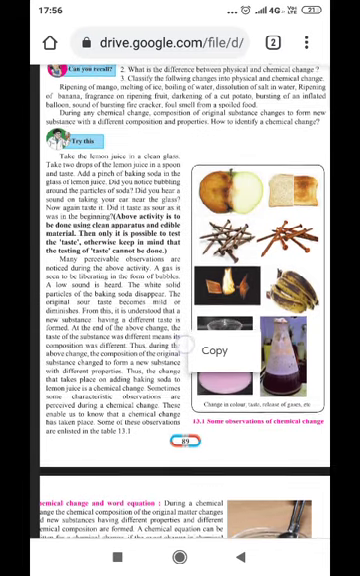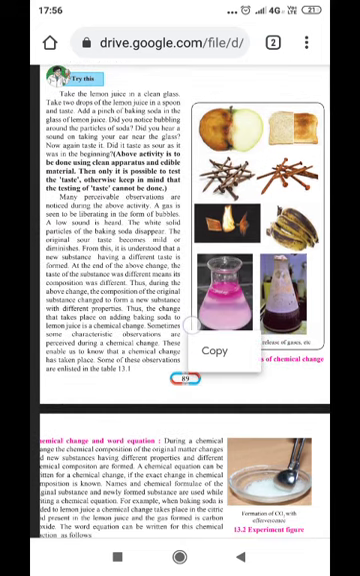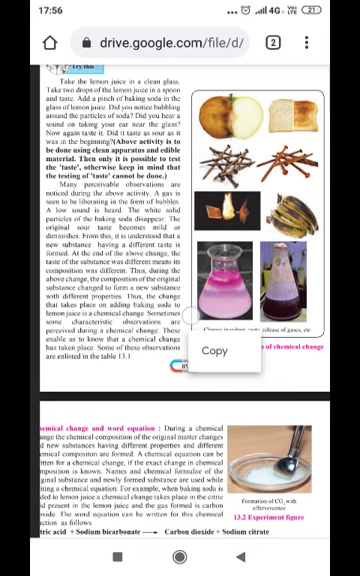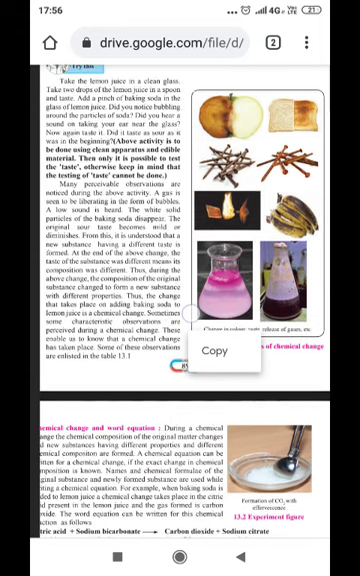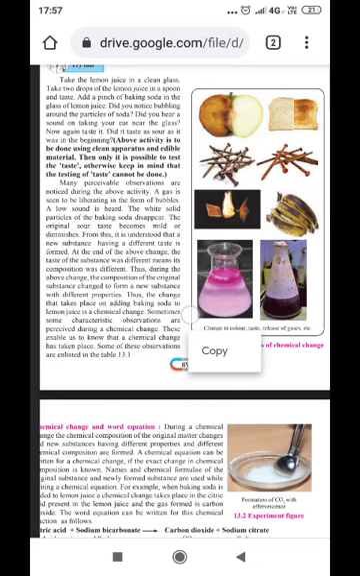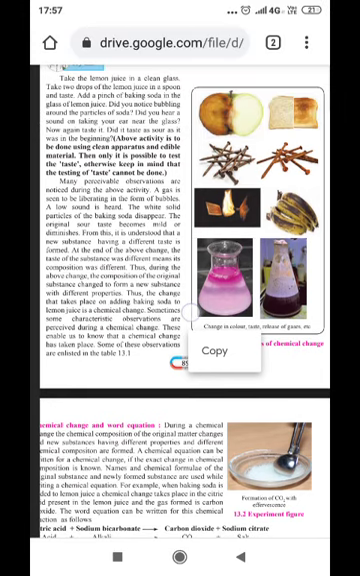How to identify chemical change? Now, for example, take lemon juice in a clean glass. Take a few drops of lemon juice in a spoon and taste. Add a pinch of baking soda in the glass of lemon juice. Do you notice bubbling around the particles of soda? Did you hear a sound when you take the glass near your ear? Now again taste it. Did you taste it as sour as it was in the beginning? Now when you taste it, the sourness will be reduced. The properties will be changed as compared to the previous. So certain changes are taking place.